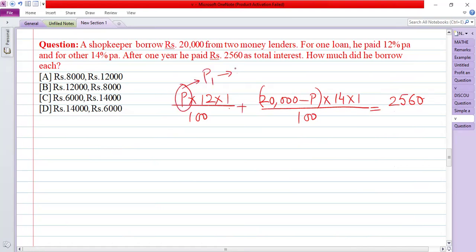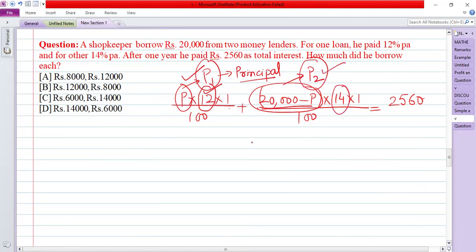Actually, this is the principal amount, which is invested at 12% rate of interest. And what is this? 20,000 minus P. I may call it P2. Okay. And this is the principal amount. Actually, P1 and P2 are the principal amounts, okay? But P1 was invested at 12% rate, and P2 was invested at 14% rate, okay? So obviously this one is the simple interest on P1 for 1 year, and this one is the simple interest on P2 for 1 year, okay? And the total is given to be 2560.